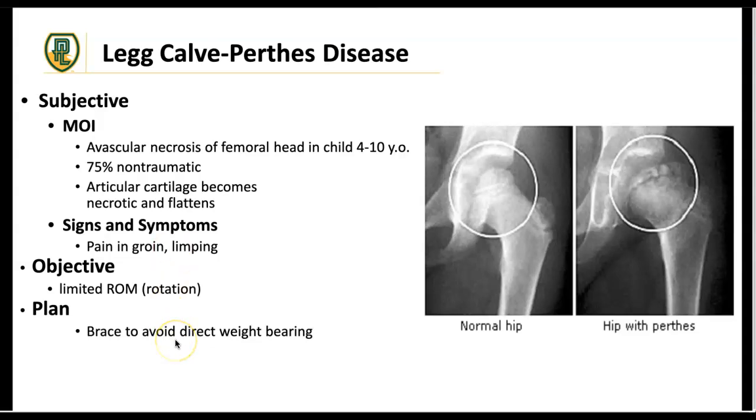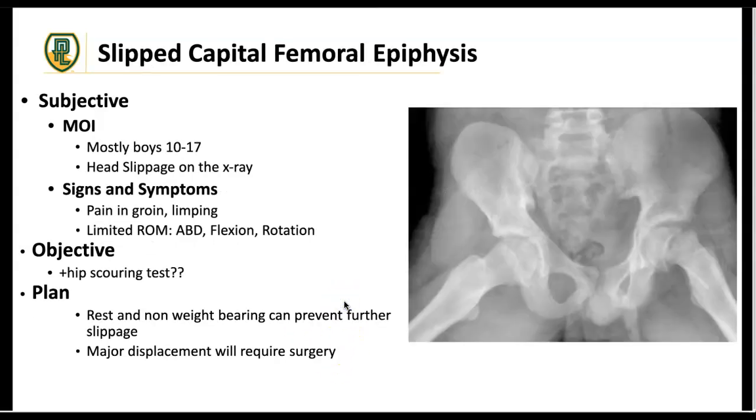And we refer them out, they'll get imaging. The imaging might look like this. And so then they'll brace them. Sometimes what we see in really young kids who aren't very active right away is they'll put them in almost an abduction brace. So they'll put the limbs in abduction to force the head into the acetabulum and take on the shape of the acetabulum. So some type of bracing most often.